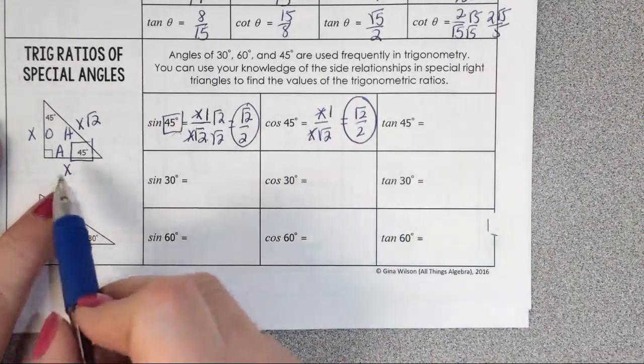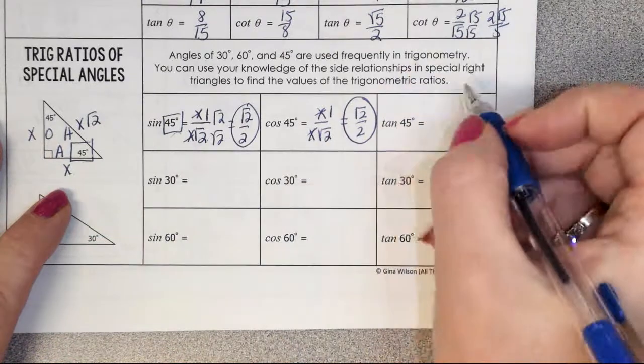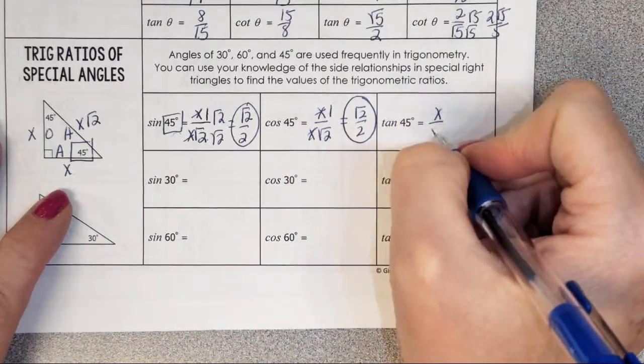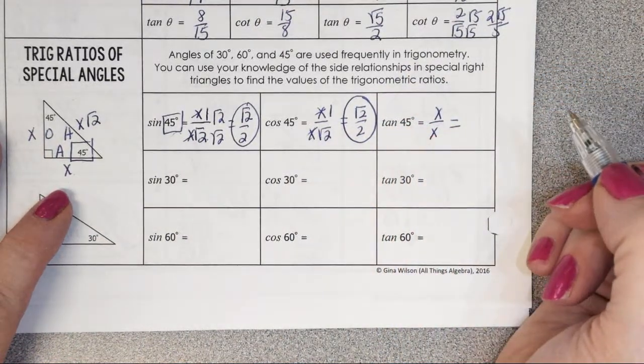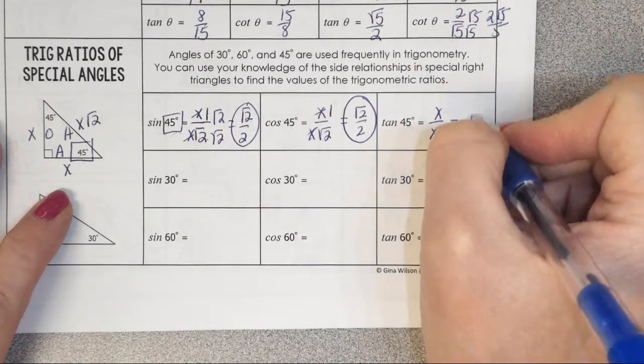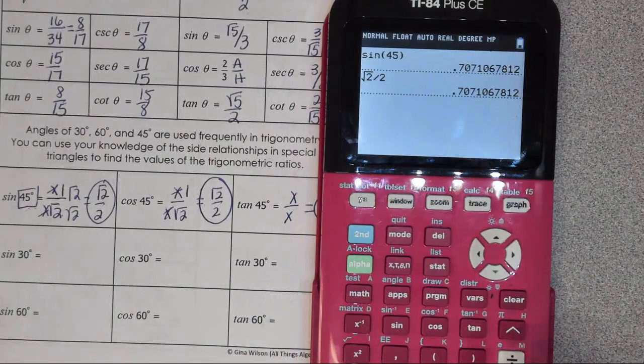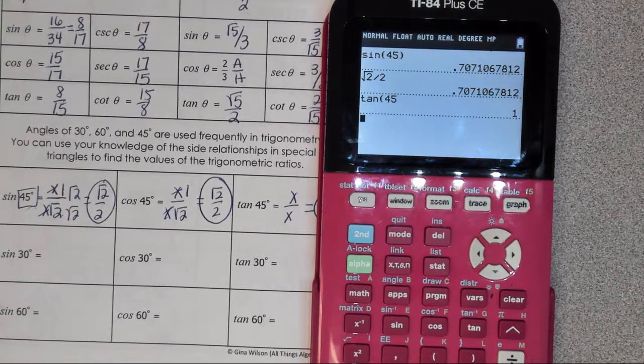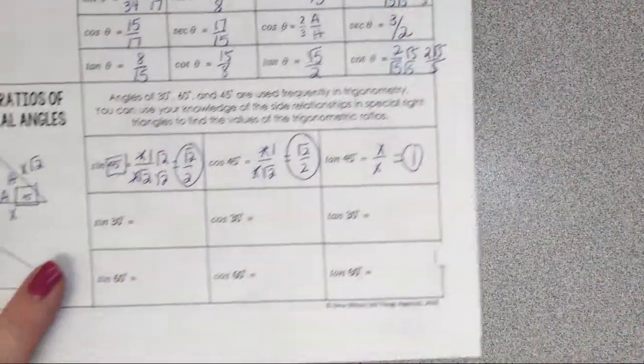Okay, tangent of 45. I have to do opposite over adjacent. What's that going to end up being? 1. Type it in your calculator. Check it. Tangent of 45. Okay, see how we can check?